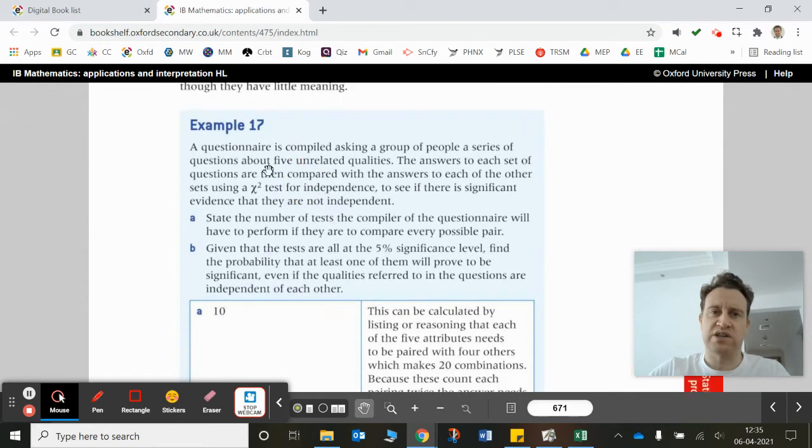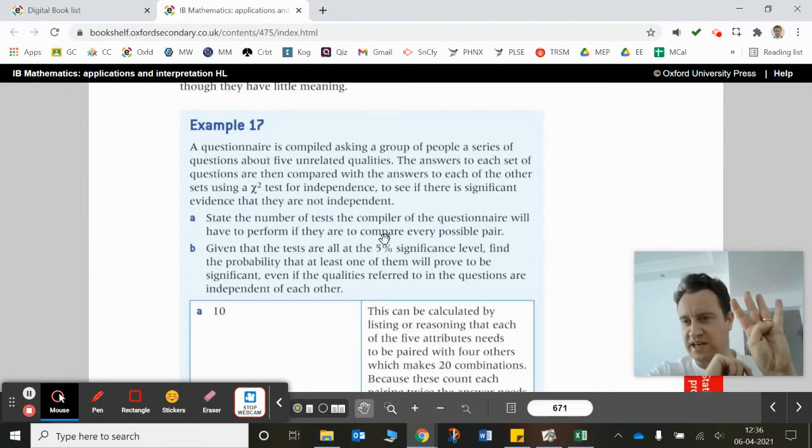Example 17 says a questionnaire is compiled asking a group of people a series of questions about 5 unrelated qualities. The answers to each set of questions are then compared with the answers to each of the other sets using a chi-square test for independence to see if there's significant evidence that they are not independent. State the number of tests the compiler of the questionnaire will have to perform if they are to compare every possible pair. Okay, so you've got 5 qualities that can be paired up with any 4. So there's 4 tests there.